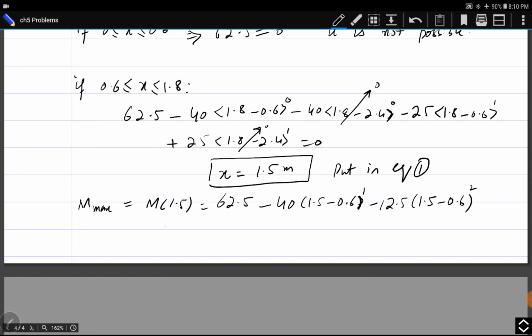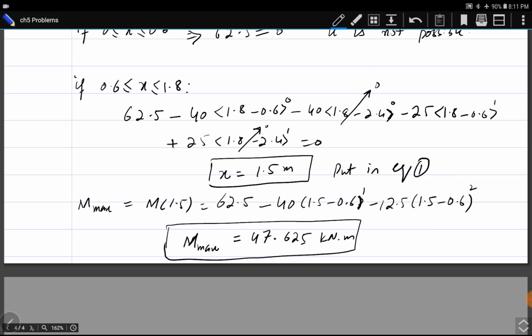So this is a simple one. M maximum, after calculations, becomes 47.625 kilonewton meters. So remember that for singularity functions, if anything inside the singularity bracket is negative, we will neglect that whole term. If anything inside becomes 0, automatically the term is 0. So we must only consider those terms where the value inside the bracket is a positive number. I hope this was easy to understand.